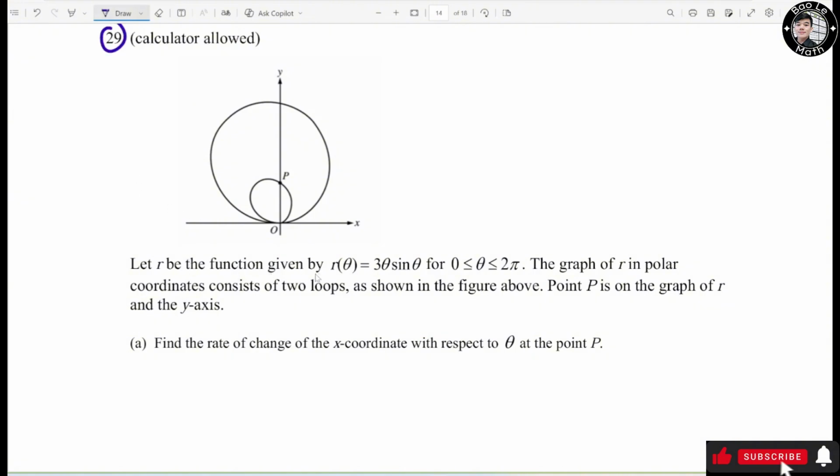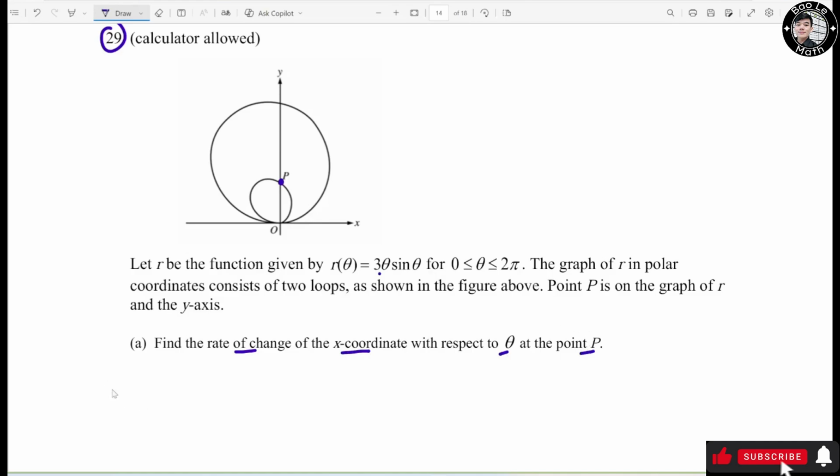Now let's move on to question 29. Let R be the function given by R of theta equals 3 theta sine theta for theta between 0 and 2 pi. The graph of R in polar coordinates consists of two loops, as shown in the figure above. Point P is on the graph of R, and the y-axis is going to be right here. Question A. Find the rate of change of the x-coordinate with respect to theta at the point P.